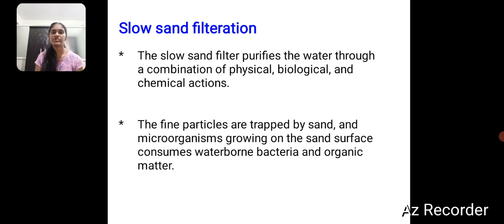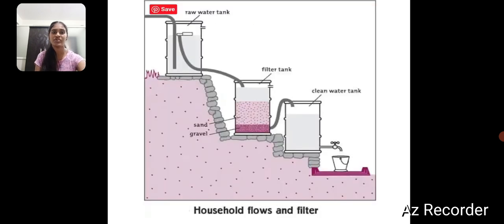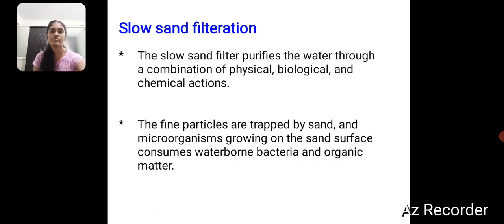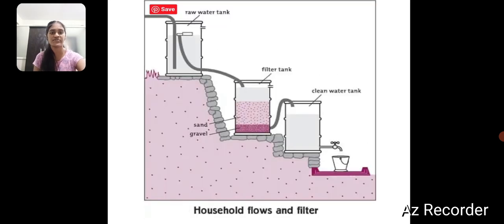Slow sand filtration. The slow sand filter purifies the water through a combination of physical, biological, and chemical actions. The fine particles are trapped by the sand, and the microorganisms growing on the sand surface consume the waterborne bacteria and organic matter. This is the household slow sand filter. This is how slow sand filtration occurs.